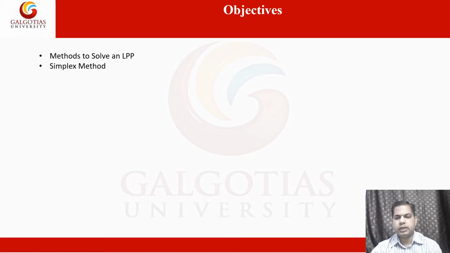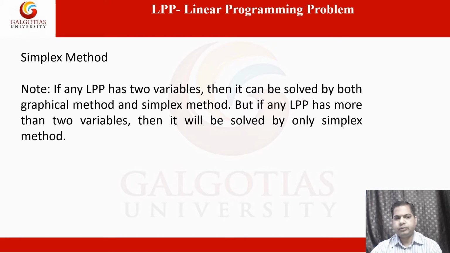But in the case where we have more than two variables, what is the issue? We cannot plot a three-dimensional equation on graph paper. So those kinds of problems have to be solved by the simplex method only. If any LPP has two variables, it can be solved by both the graphical method and the simplex method. But if any LPP has more than two variables, it will be solved only by the simplex method. There is no other method, and we cannot solve this problem by the graphical method. So we have to go by the simplex method only.